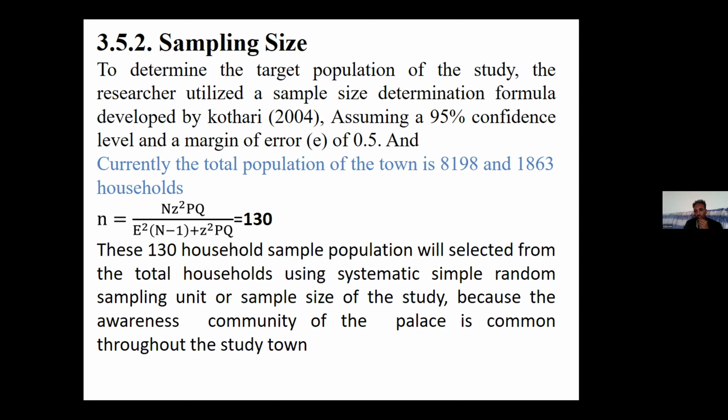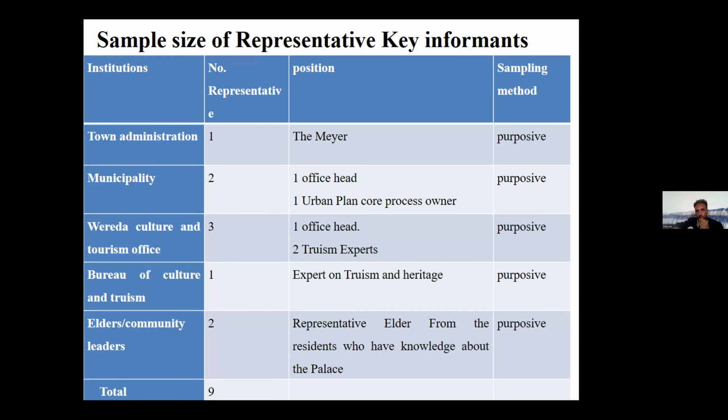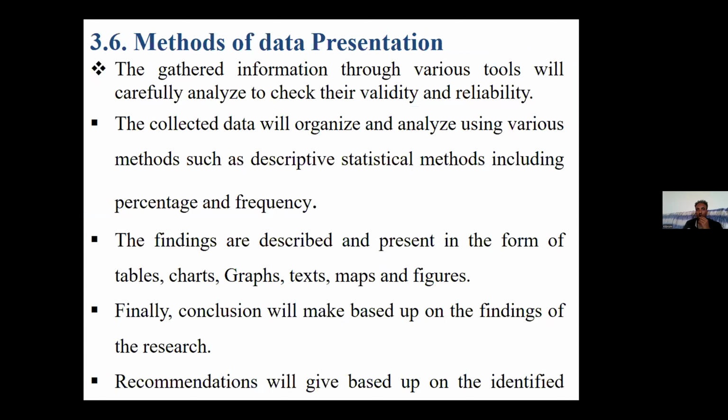The sample size is 130. Those household samples will be selected from the total households using systematic sampling, because awareness of the palace is common throughout the study town. Also, the sample of key informants is categorized from the mayor up to the municipal officials, Warada Culture and Tourism offices, Bureau of Culture and Tourism offices, and elders or community leaders, who will participate as key informants.